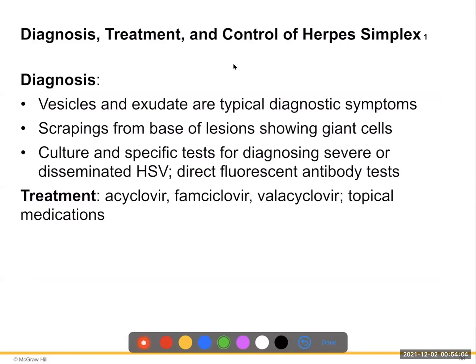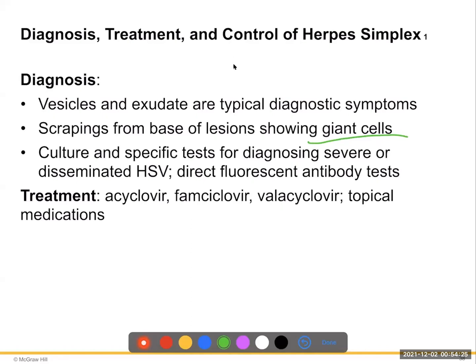Diagnosis, treatment, and control of herpes simplex. Diagnosis: vesicles and exudate are typical diagnostic symptoms. Scrapings from the base of the lesion show giant cells under the microscope. They're diagnostic for things like cytomegalovirus as well. You can easily see it's a form of herpes virus on a slide.